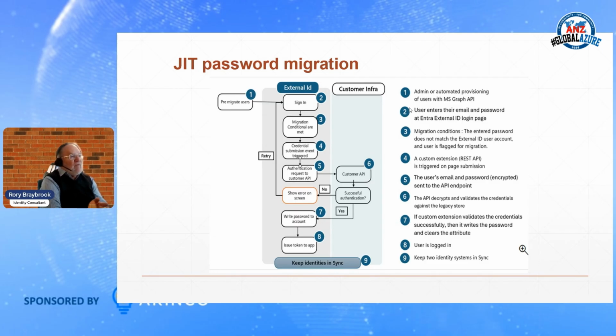It's encrypted, so the Azure function has to decrypt it. And that function then calls B2C and says, is this a valid credential? If it is a valid credential, we then take the password that they were using in B2C and we write it to Entra External ID. So now we have seamlessly migrated the password from B2C to Entra External ID, and it's done seamlessly, transparently, just in time, whatever words you want to use.